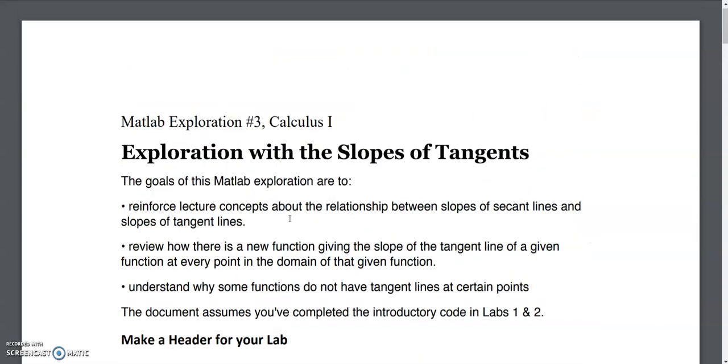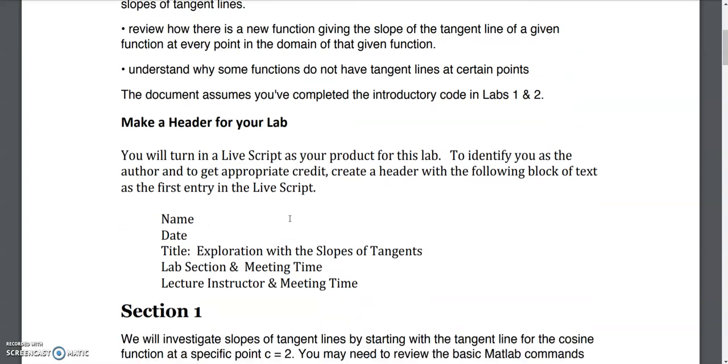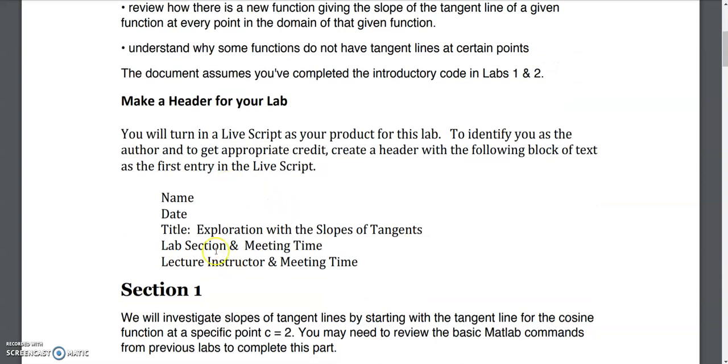Hello everyone. Today we will be doing Lab 3, which is exploration with the slope of tangents. Before we start, kindly make sure that you read all of these and try to have your work submitted just the way it is asked to be submitted.